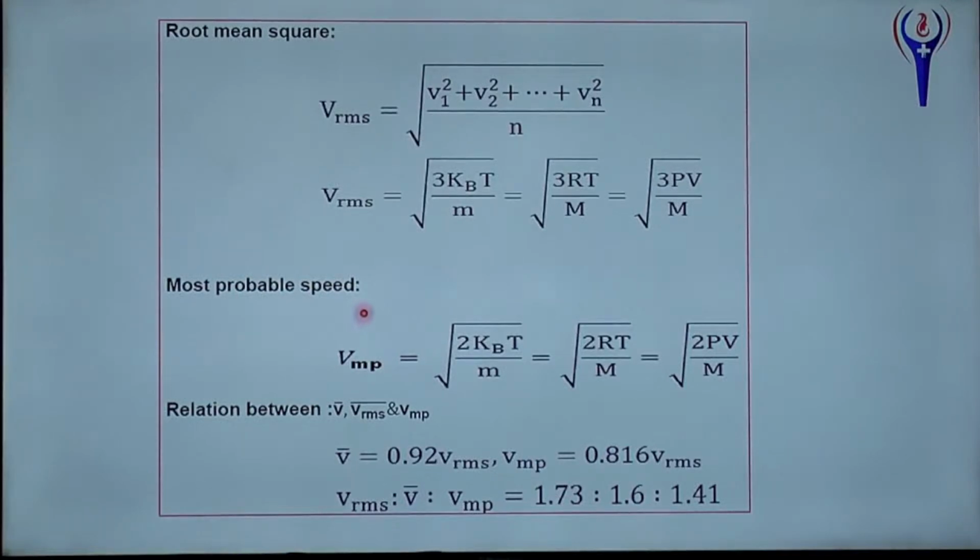Then most probable speed, VMP or simply VP. Most probable speed equal to square root of 2 kBT by m or square root of 2 RT by m, or 2 PV by m.